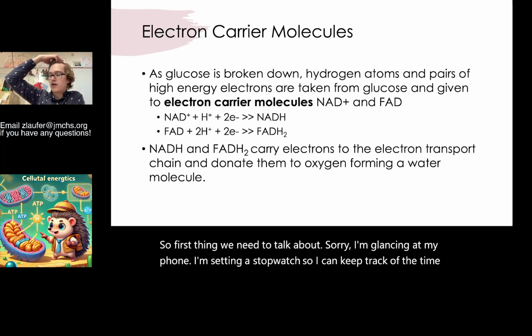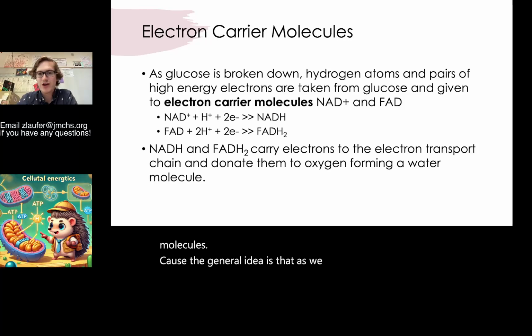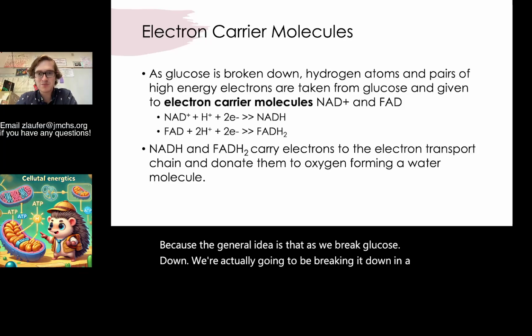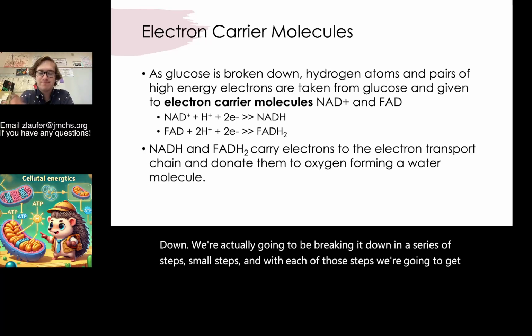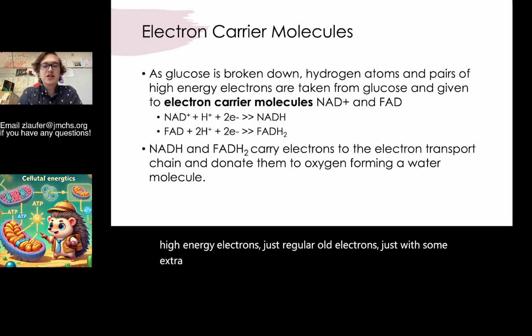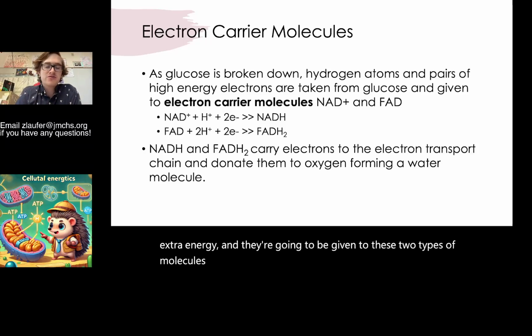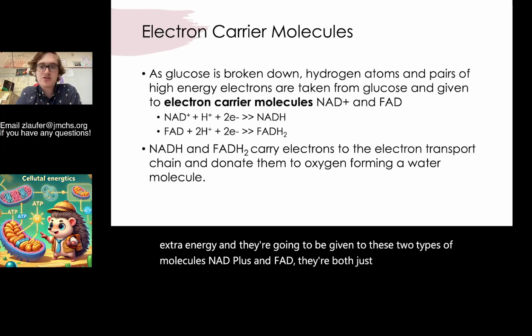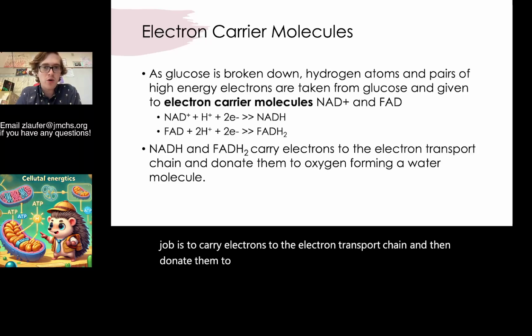So a theme in respiration is going to be these electron carrier molecules. The general idea is that as we break glucose down, we're breaking it down in a series of small steps. With each of those steps, we get high energy electrons, just regular old electrons with some extra energy. They're given to two types of molecules, NAD plus and FAD. They're both just coenzymes. Their job is to carry electrons to the electron transport chain and then donate them to oxygen, where it'll form a water molecule.